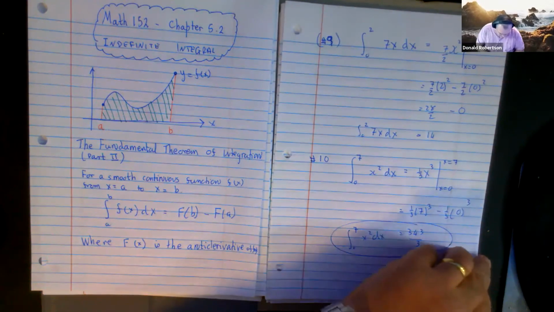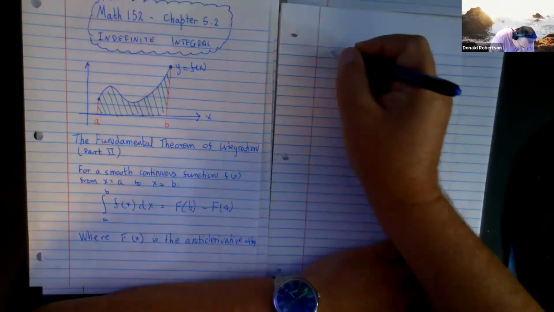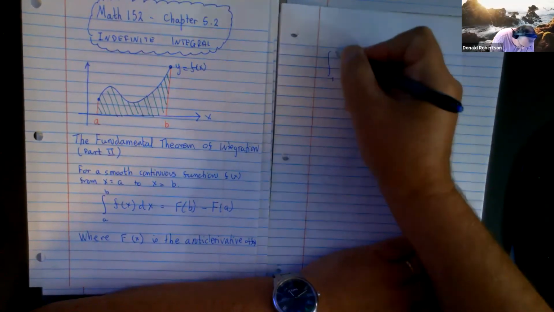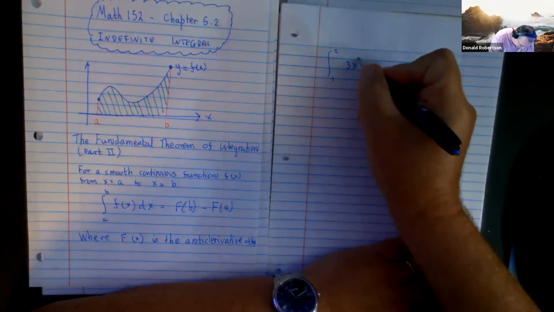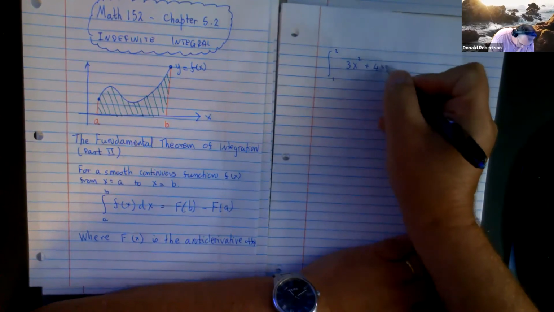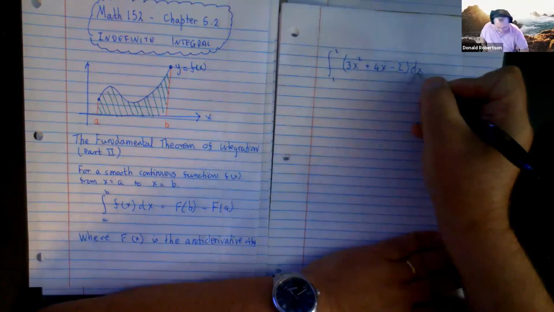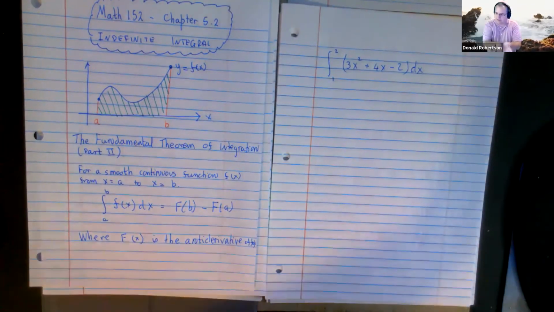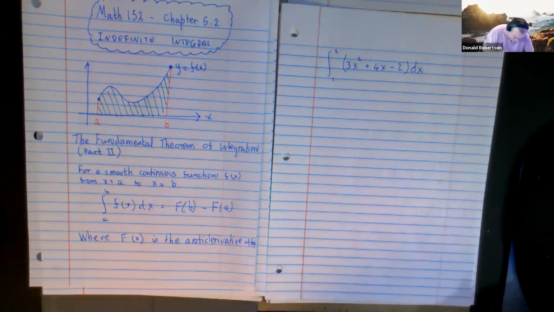Let me do one more, but just add a little bit more to it. So suppose I want the integral from 1 to 2 of 3x squared plus 4x take away 2. So that would basically be a big, can you imagine, a big concave up quadratic? Let's take the antiderivative of each one. So that's a nice rule.